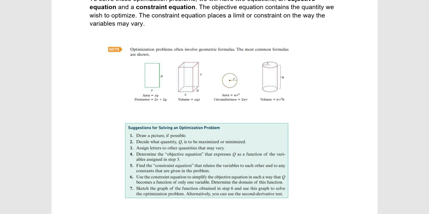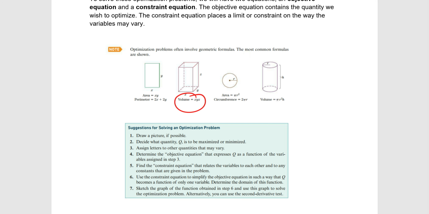So here are a couple common ones that we're going to be seeing. The most common one is going to be this first one. It's going to be a rectangle. So we have to know that the area of a rectangle is x times y, where x is the width and y is the length. And the perimeter is 2x plus 2y, because we have x plus y plus x plus y, simplifying to 2x plus 2y.